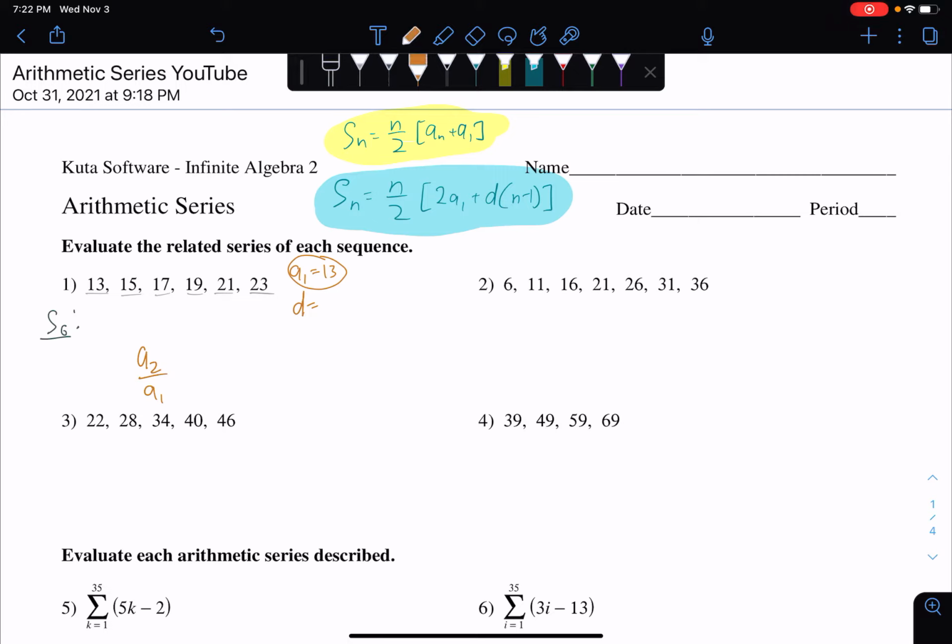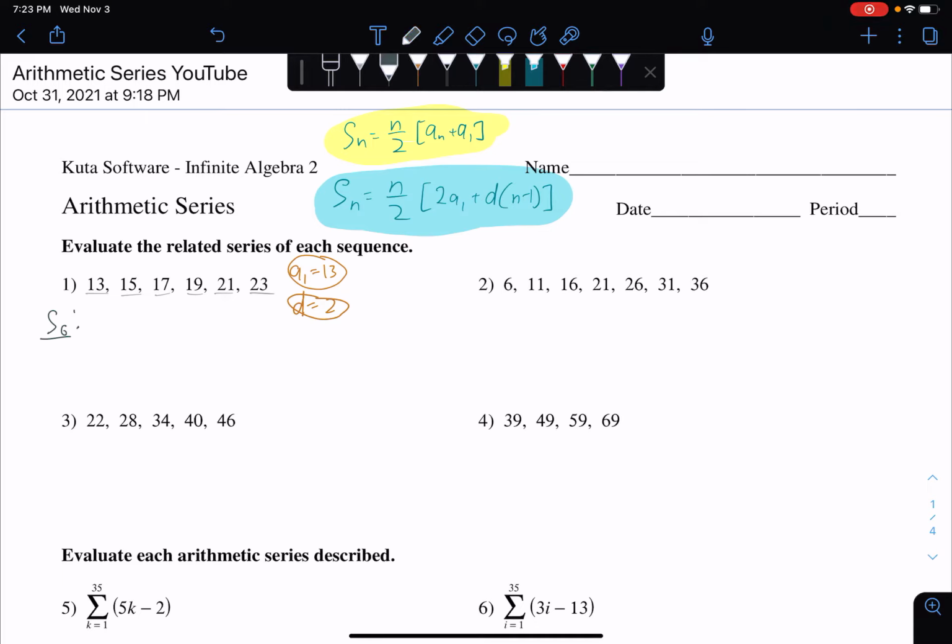If you don't understand what I just said, basically, just think about a sub 2 minus a sub 1. Like 15 minus 13. So this one is a sub 2 and this is a sub 1. If you subtract 15 and 13, you get positive 2. And that will be your common difference.